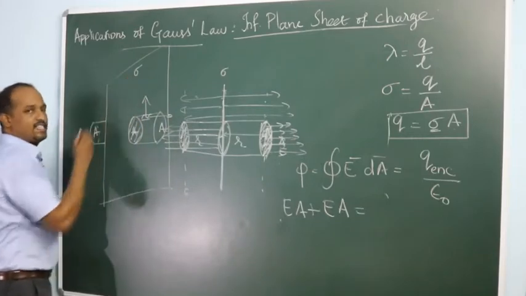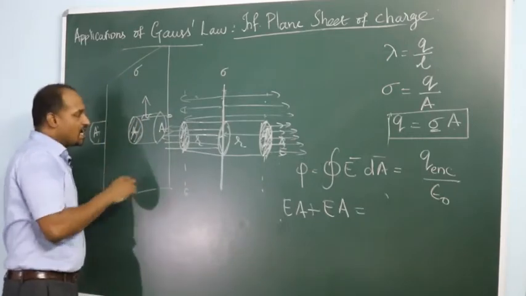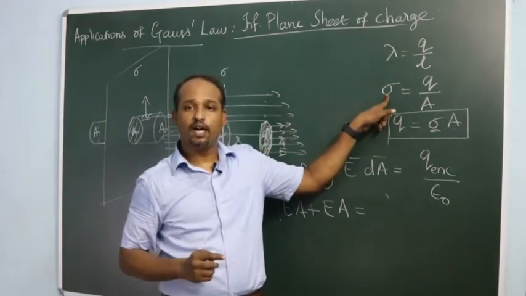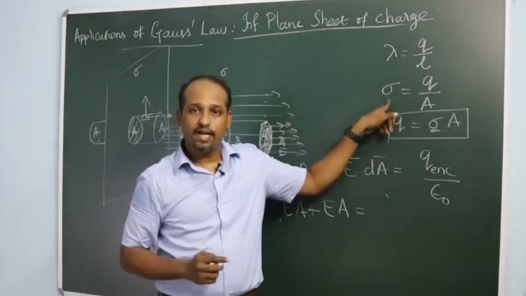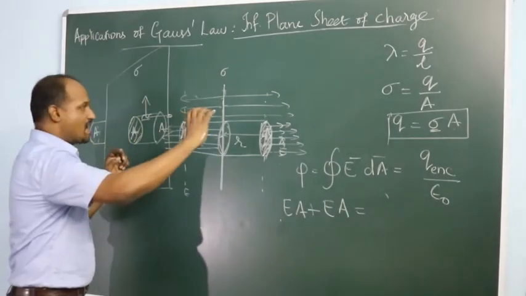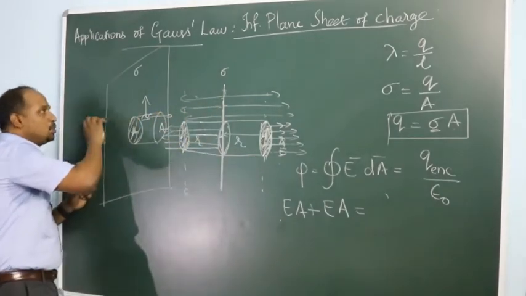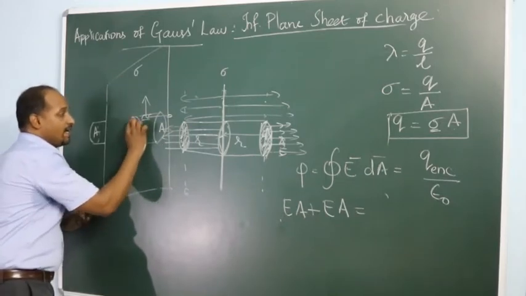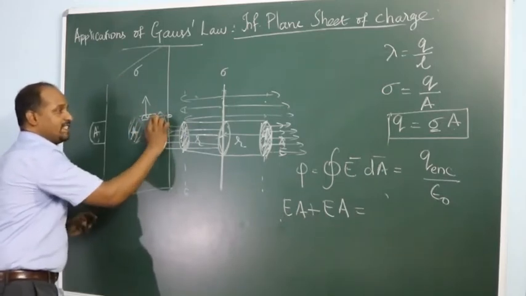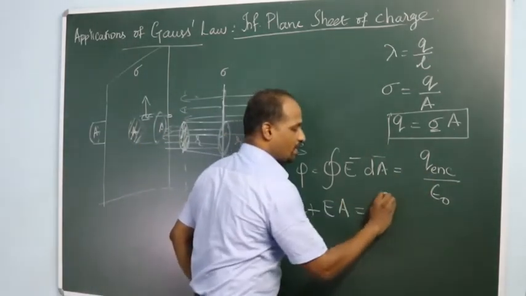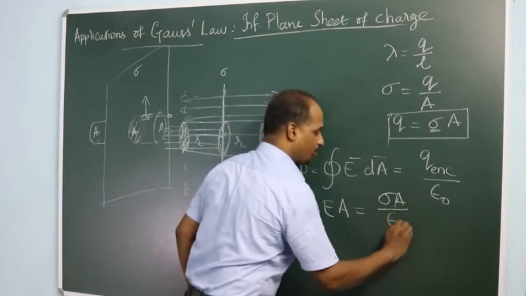What is the charge density? Sigma. What is the charge? In 1 unit area, the charge is sigma. In 2 unit area, 2 sigma. In A unit area, A sigma. Then the charge enclosed by this Gaussian surface, because the imaginary cylinder passes through the sheet of charge in the area A, which is equal to the face area. This area is only A. So then Q enclosed will be sigma A divided by epsilon naught.